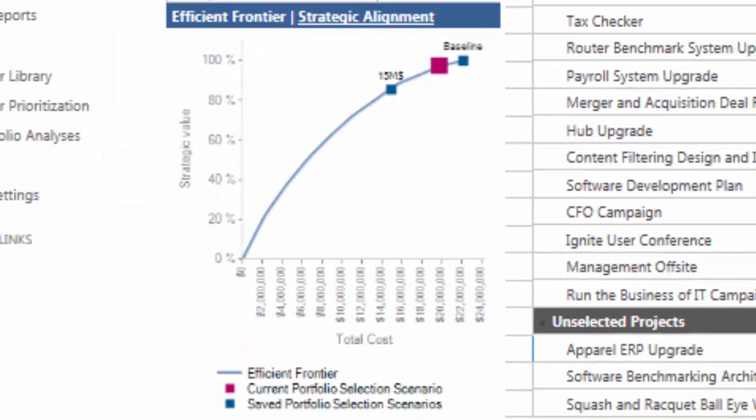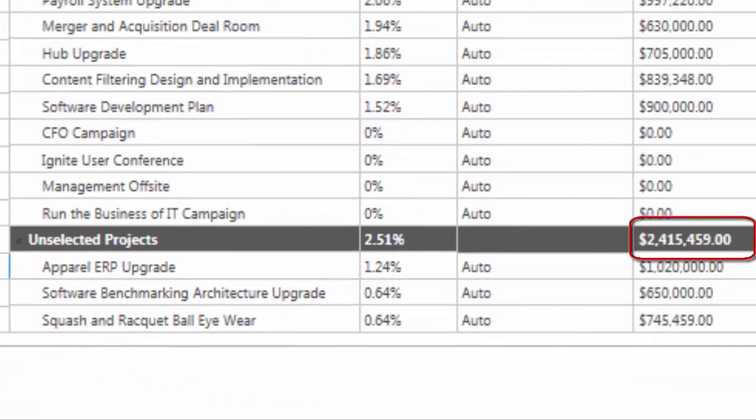The efficiency frontier plots the current what-if scenarios, total cost, and strategic value graphically. We also notice that the total cost for the unselected project is about 2.4 million, which brings our selected projects to within our 20 million cost constraint that we specified.